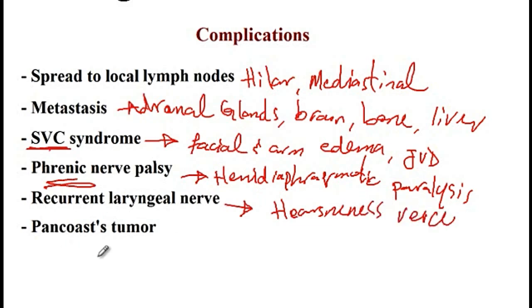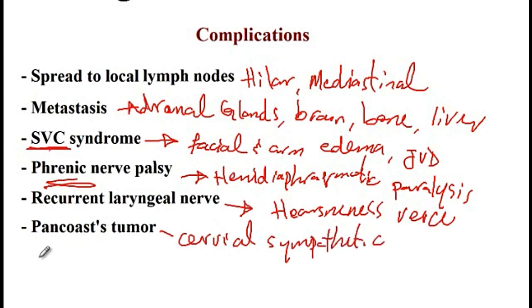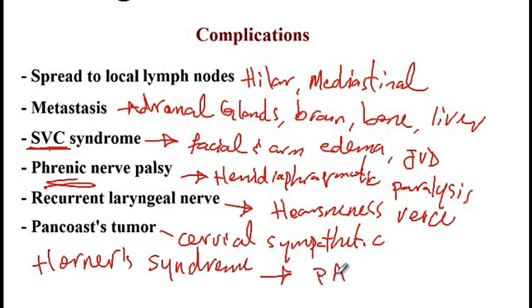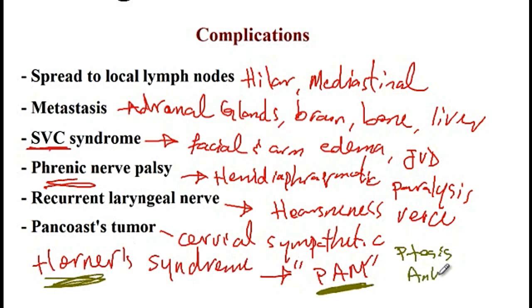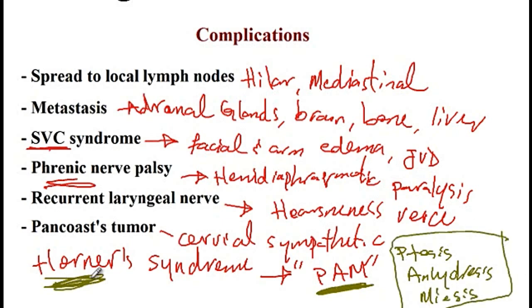And finally, tumors that are in the superior sulcus can cause compression of the cervical sympathetic plexus, as a consequence of which these patients can present with Horner's syndrome, which presents with the PAM symptoms. And the mnemonic that you have is that PAM is horny. So PAM stands for ptosis of the eyelid, anhidrosis, as well as miosis of the pupils. So these are the symptoms that can present with Horner syndrome.